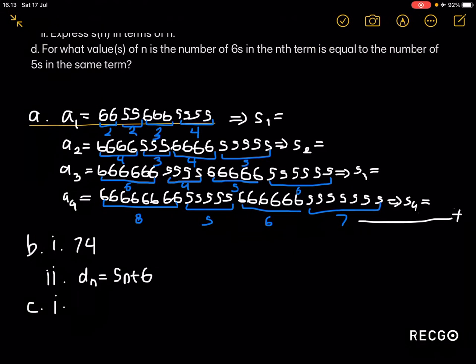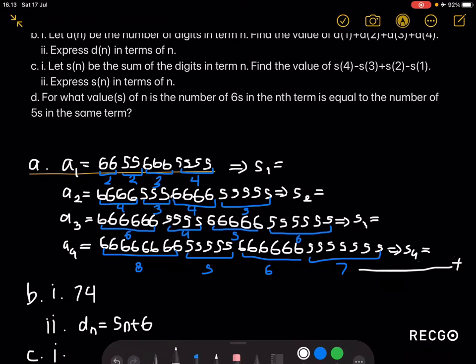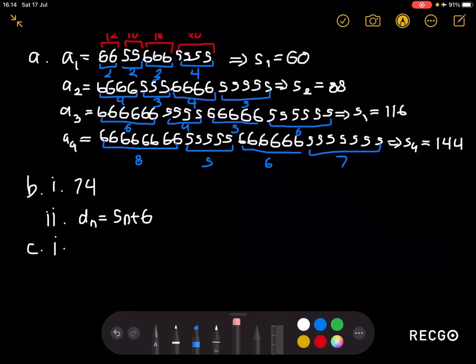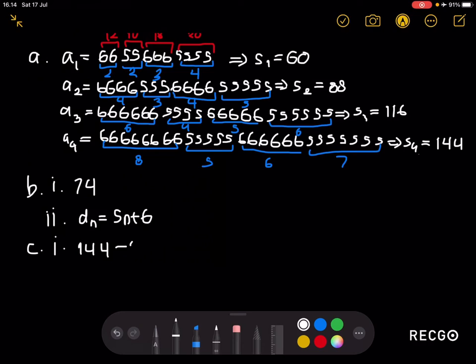For part C, we're given that s of n will be the sum of the digits in term n. So we just solve for s1, s2, s3, and s4. For s1, first we can multiply 2 by 6 to get the sum of digits for this part being 12. This part being 10, that will be 2 times 5. This will be 3 times 6, which will be 18. And this will be 4 times 5, which will be 20, leaving us with S1 equal to 60. Same thing for S of 2, you'll get that this will be equal to 88. S of 3 being equal to 116. And S4 being equal to 144. Therefore, our expression in the question will be equal to 144 minus 116 plus 88 minus 60, which will be 56.